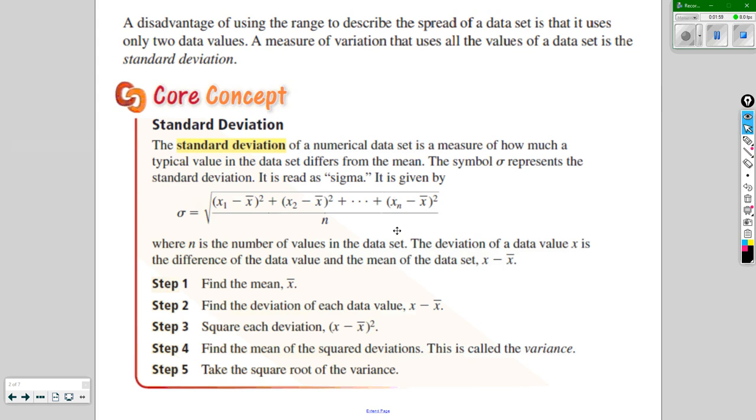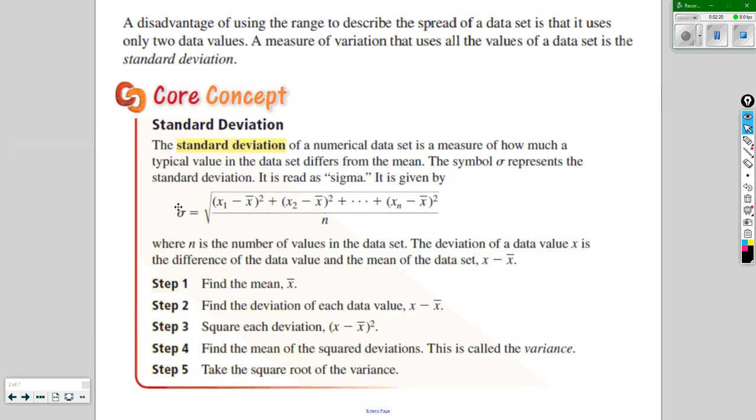Okay, so what we're going to do is find the mean, which is x bar, and then in the next step, we're going to find the deviation of each data value. We're going to square it. We're going to find the mean of these squared deviations, which is called the variance, by the way. And then we're going to take the square root of the variance to find the standard deviation.